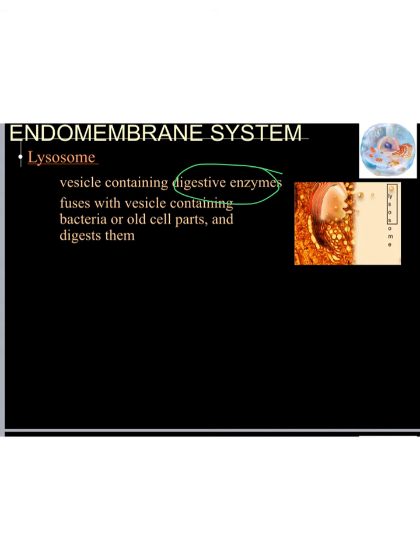So this is basically the garbage truck of the cell. This is anything that we don't need anymore, or if we made a mistake when we were making this protein and it's not what we needed to make, or it's not functioning right, old cell parts, any sort of bacteria, basically anything inside the cell that we need to get rid of is going to go into the lysosome. These digestive enzymes inside the lysosome are going to chew up or destroy anything we put in there and get rid of it. It's the garbage truck of the cell.